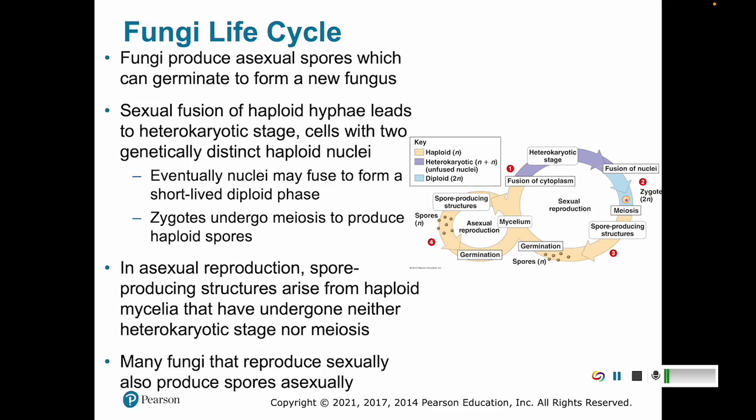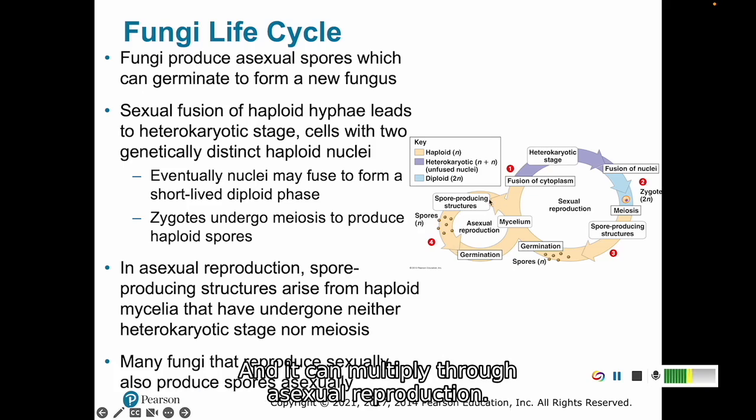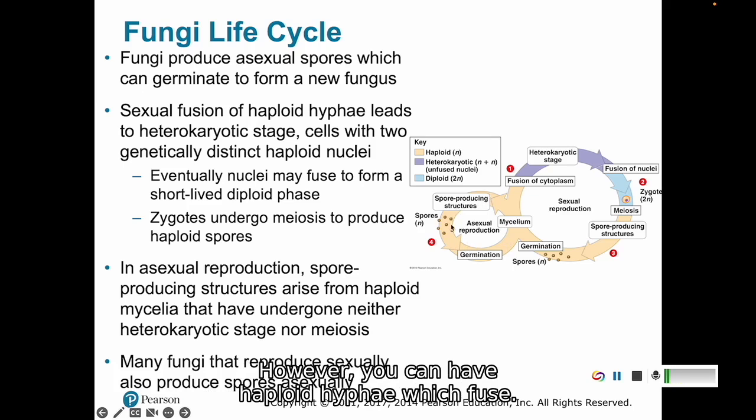Fungi have a particularly complicated, in my opinion, life cycle. They can produce asexual spores. So here these are producing asexual spores that can germinate and form a new fungus, and it can multiply through asexual reproduction.